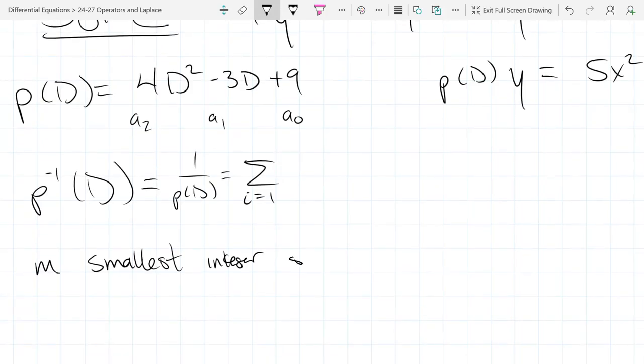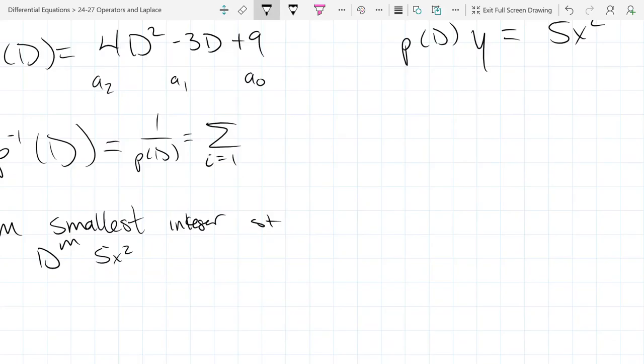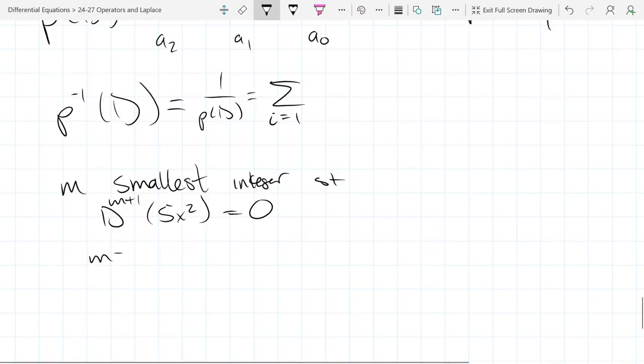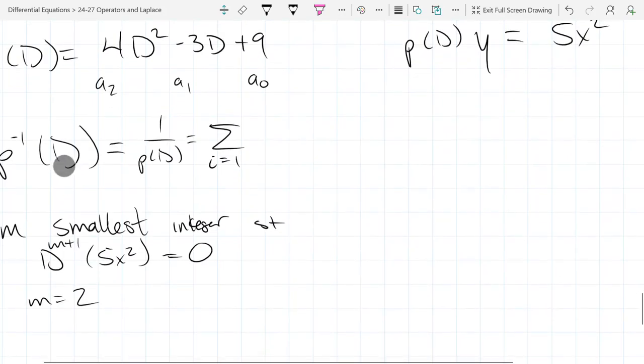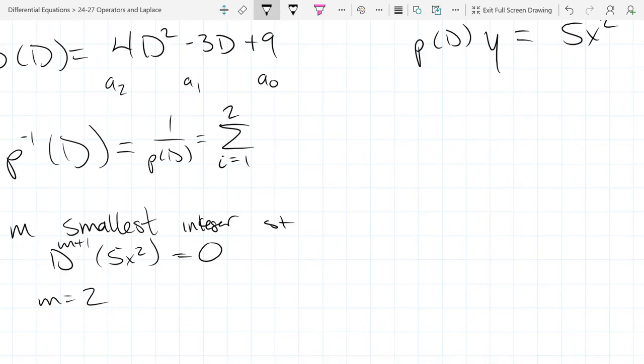Well, first of all, what number is M? Such that the nth derivative of 5x squared is constant. So how many derivatives do I need to take so this is constant? Well, two. If I take two derivatives, I'll have a constant. I worded this poorly. I want the smallest integer such that that is 0. So M is 2, the smallest integer that would make this guy 0. Bigger ones make it 0, but that's the smallest one. It's basically the degree of your right-hand side, for now, when the right side is very simple. All right, so M is 2.